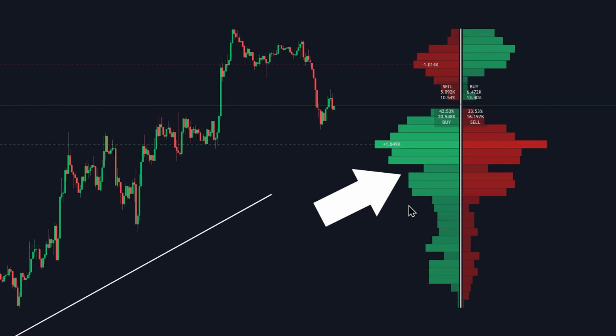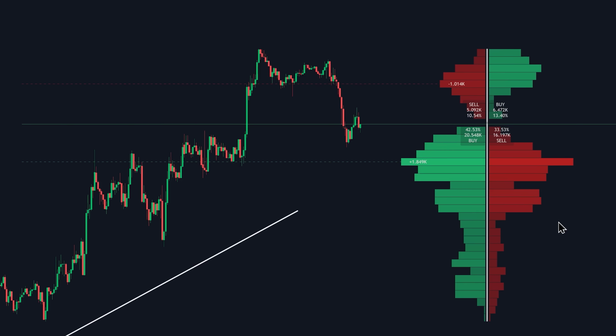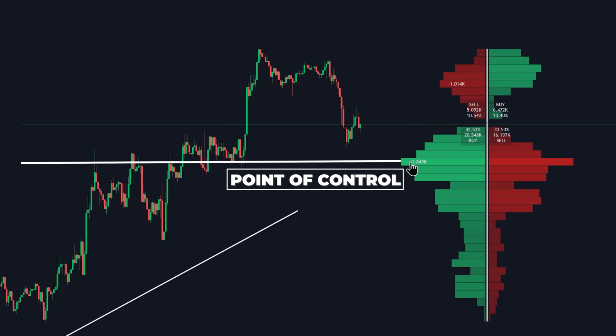So this is a volume profile indicator. As you can see here, we have volume bars showing different volume levels at different price levels. If you've traded with volume profiles before, you would know that the longest volume bar, like this one, usually indicates the point of control, aka the PoC, a price zone with the highest concentration of either buy or sell volume within a specified lookback period.